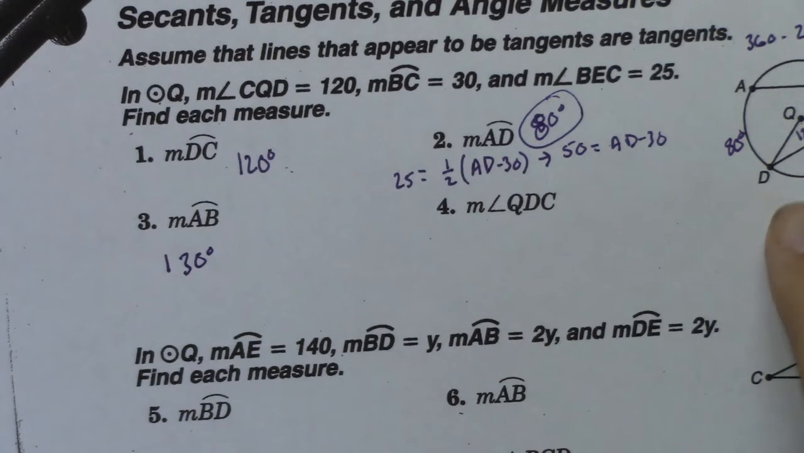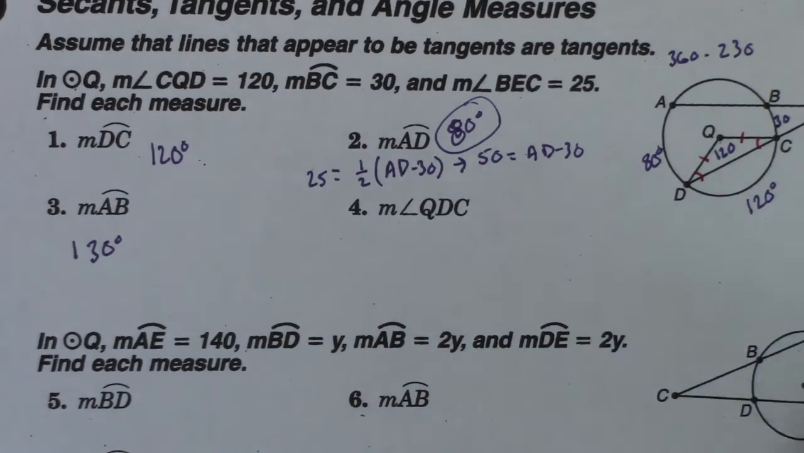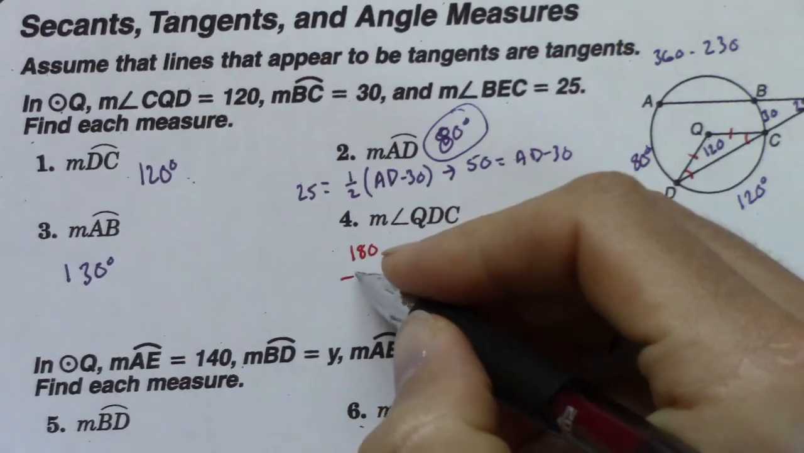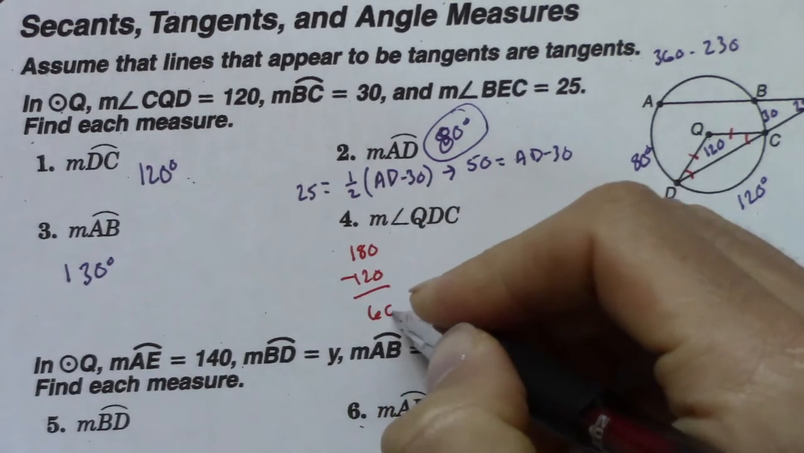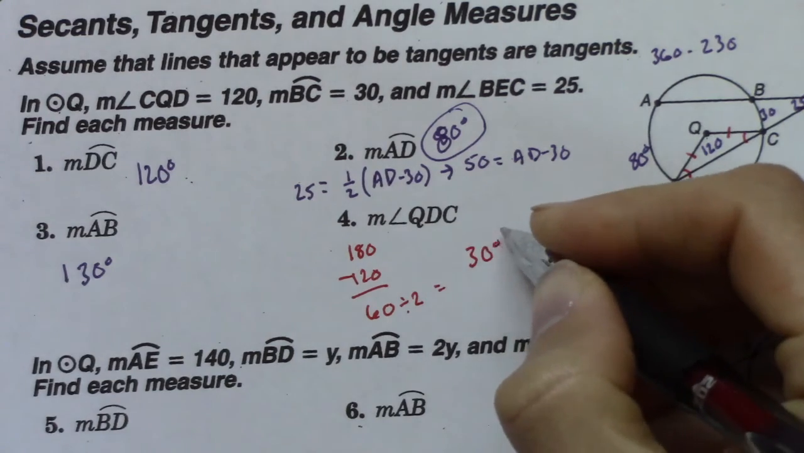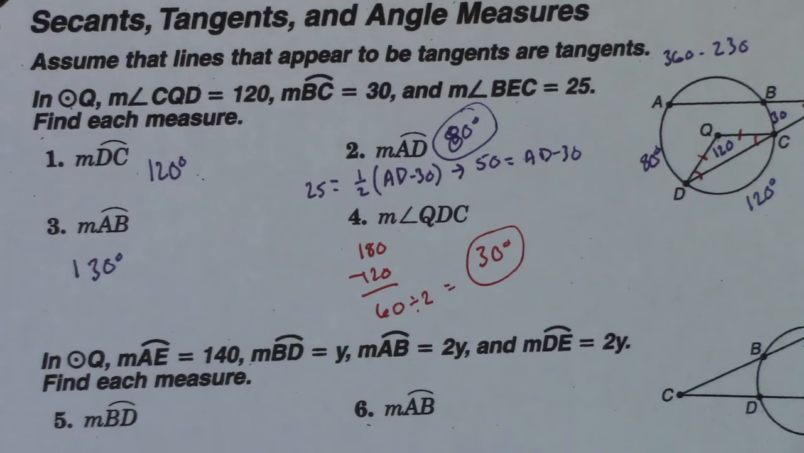And then finally QDC. We saw this on a previous activity. I have 2 radii, which means they are congruent, which means opposite angles must also be congruent because the triangle is isosceles. So 180 minus 120 means there are 60 degrees left, but lo and behold, split it amongst 2 means each angle is 30 degrees. And that is that first part.